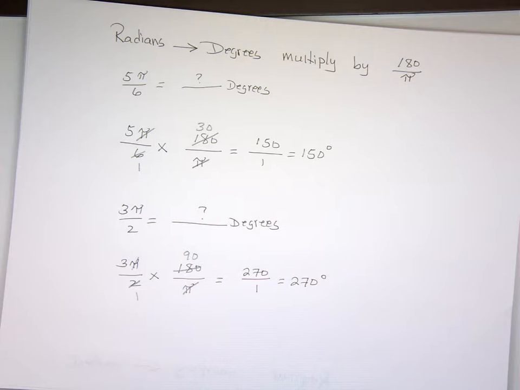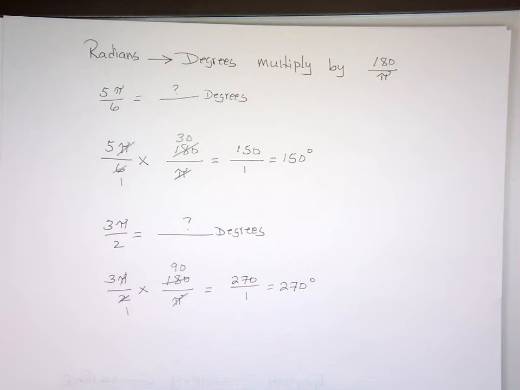We use that little circle to indicate that's degrees. You might hear the book talking about coterminal angles.